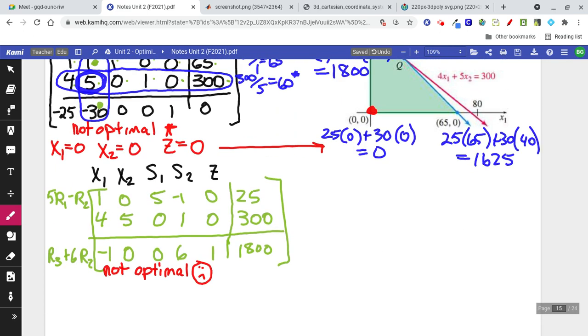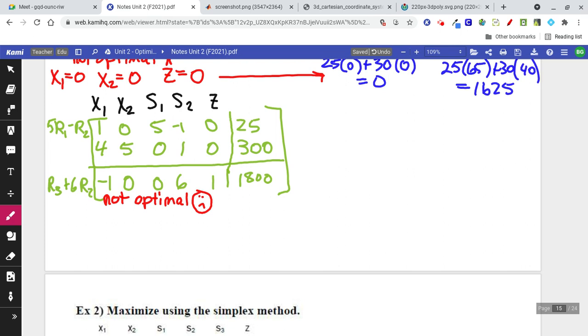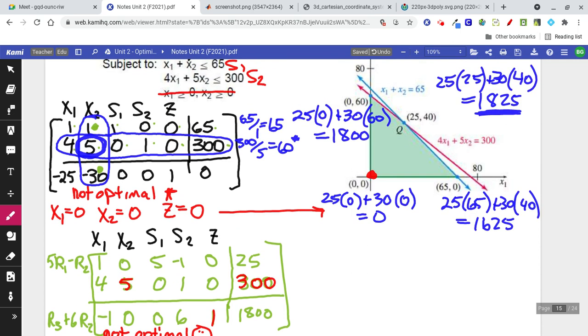And if I read a solution, I'm going to see x1 is a non-basic variable, so it's 0. x2 is a basic variable, so I look at the 5, which should make me look at the 300. I'm going to divide 300 by 5, and I get 60. And then I'm going to ignore the slack variables for a second and look at z. Z is another basic variable. You can do 1800 divided by 1 is 1800.